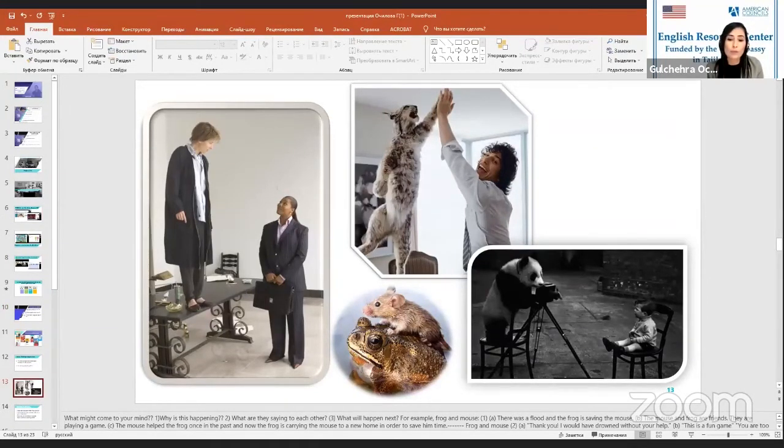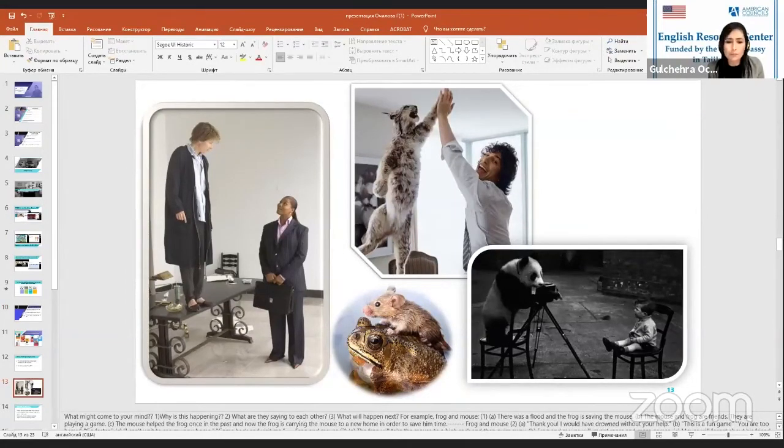There was a float and the frog is saving the mouse, for example. The mouse and the frog are friends, so they are playing a game. The mouse helped the frog once in the past, and now the frog is carrying the mouse to a new home in order to save him time. So the second version is, it can be several versions and several predictions.